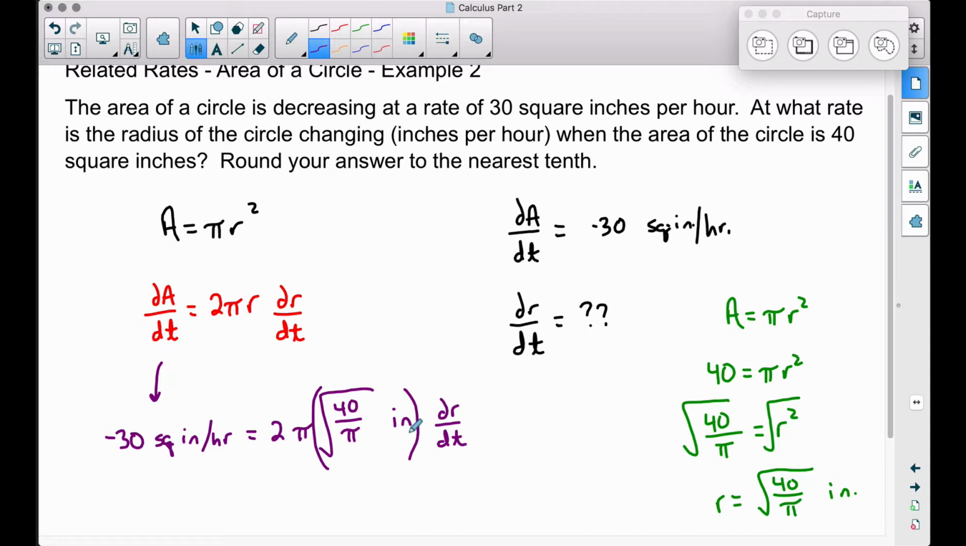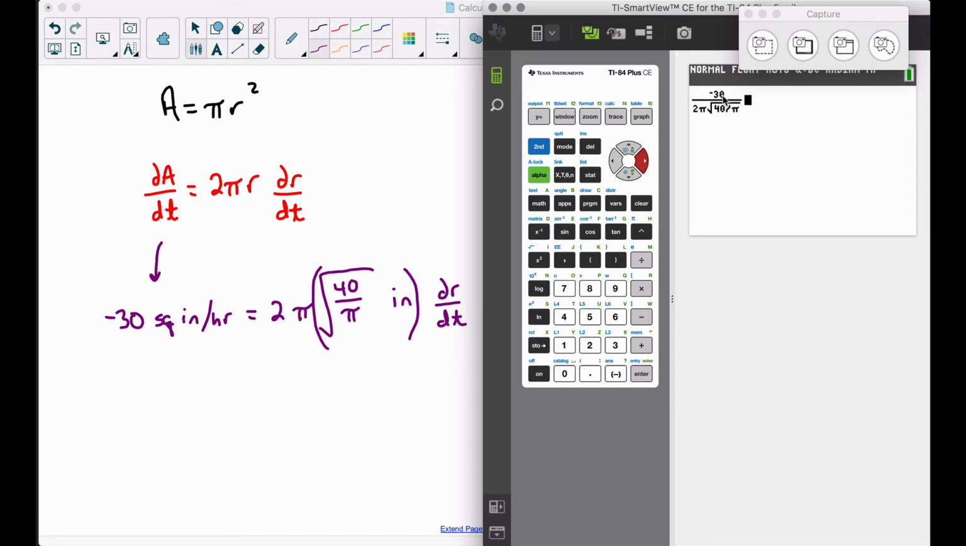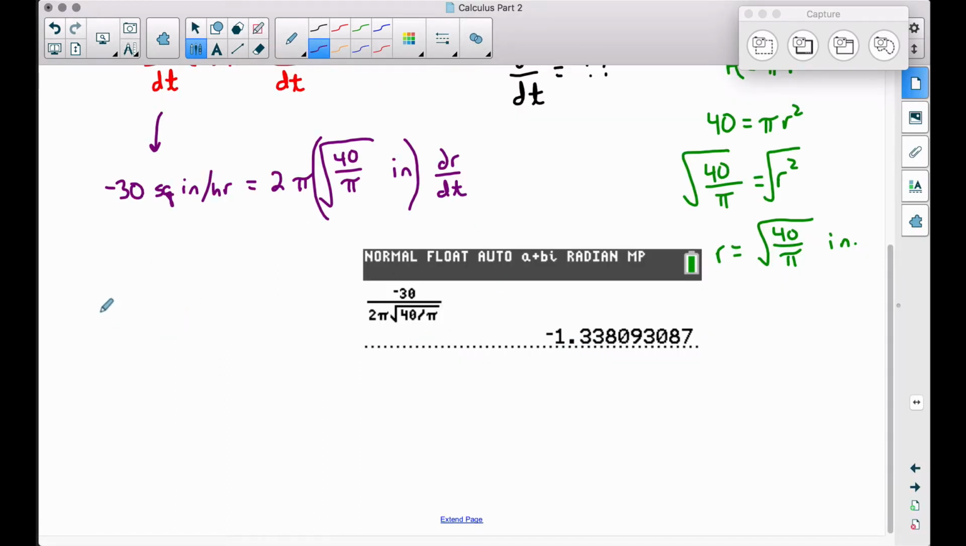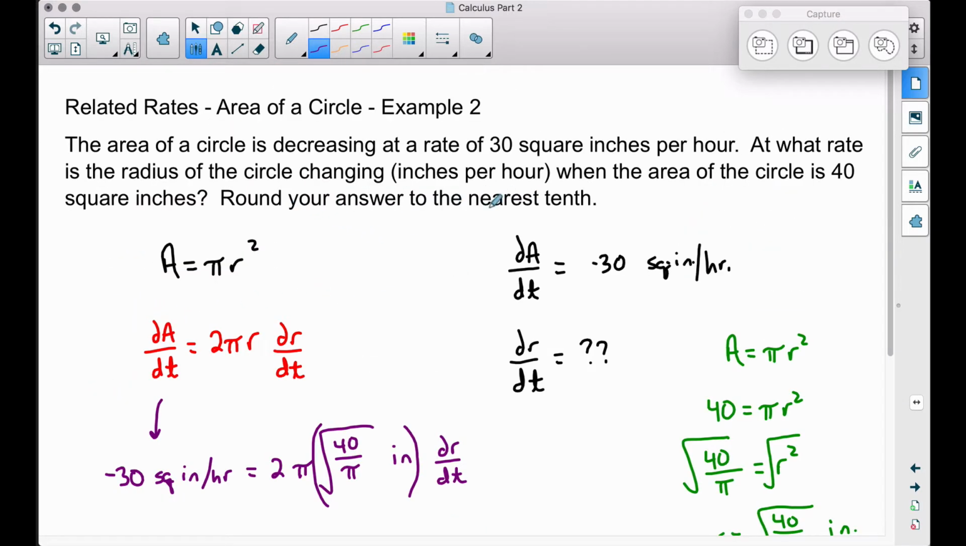Since we're finding a rate of change of radius, it even says it up here, inches per hour. I want to show you how we will get inches per hour when we work with our units. This is very helpful, especially if you're in a calculus class, working with units correctly. So notice I am taking the negative 30 in my numerator, and I am dividing it by all of this stuff that's technically getting multiplied by dr/dt, but we want to move it over to this side. That's why I'm dividing by it. Typing that in correctly, we get negative 1.3 roughly, because we are rounding to the nearest tenth.